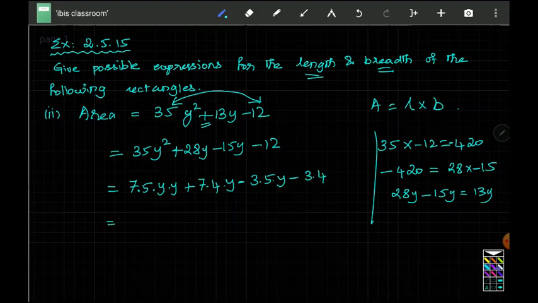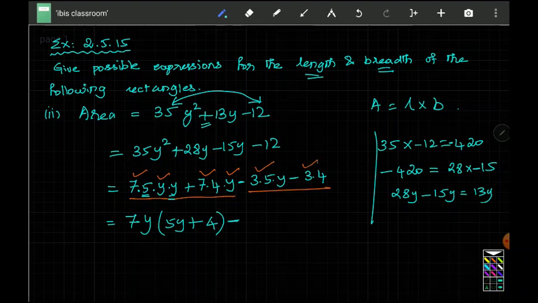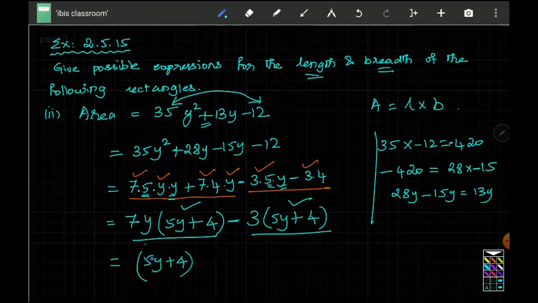What I'm going to do is, if you take these two terms, 7 and y are common. Taking 7y, the remaining is 5y plus 4. Minus, here you see 3 is common, so you can take 3 out, the remaining is 5y, and because we have taken minus common, this minus becomes plus, and 4 is over here. If you look at these two terms, 5y plus 4 is common. If you take 5y plus 4, the remaining is 7y here minus 3 here.